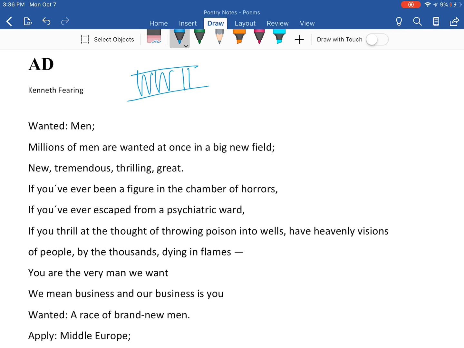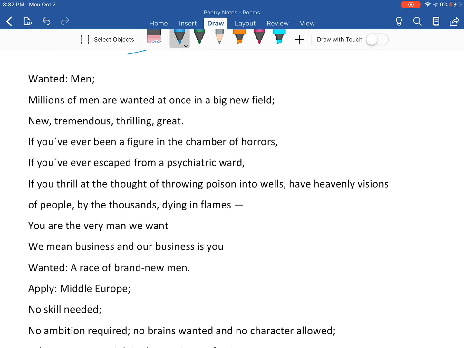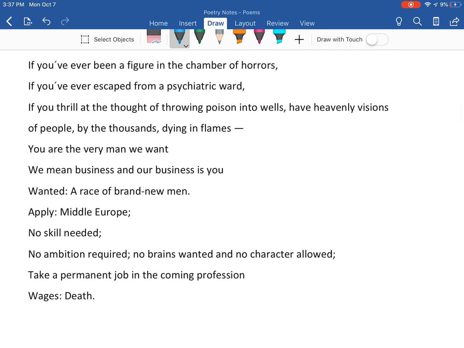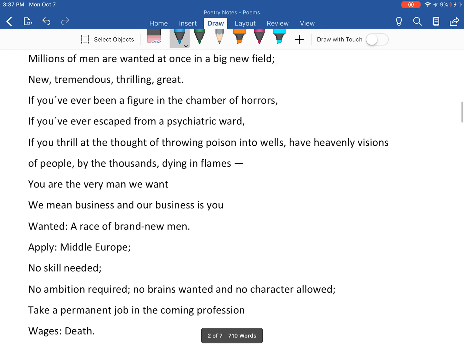Wanted, men, millions of men are wanted at once in a big new field, new, tremendous, thrilling, great. If you've ever been a figure in the chambers of horror, if you've ever escaped from a psychiatric ward, if you thrill at the thought of throwing poison into wells, have heavenly visions of people by the thousands dying in flames, you are the very man we want. We mean business, and our business is you. Wanted, a race of brand new men. Apply Middle Europe, no skills needed, no ambition required, no brains wanted, and no character allowed. Take a permanent job in the coming profession. Wages, death.